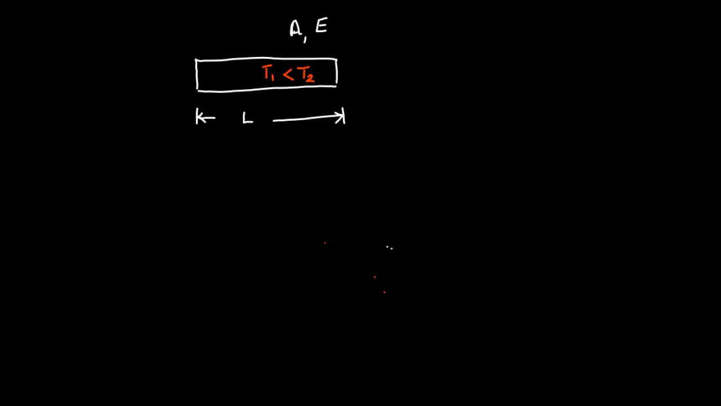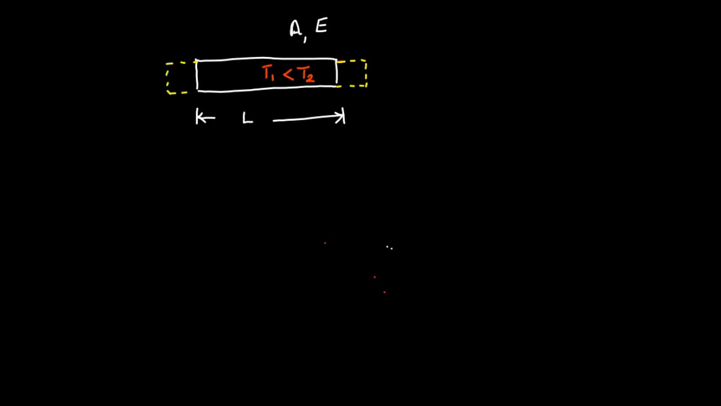Now, I'm going to represent the expansion by these dashed yellow lines. Okay, I'll use yellow here. So the dashed yellow lines represent the expansion of the bar. Now, it is going to expand on either side.